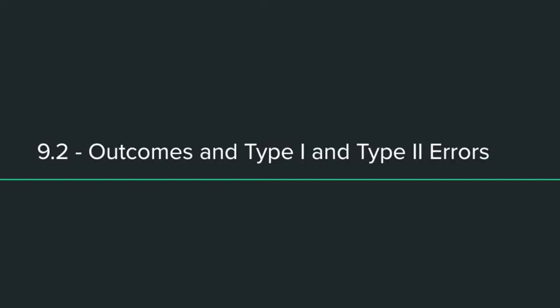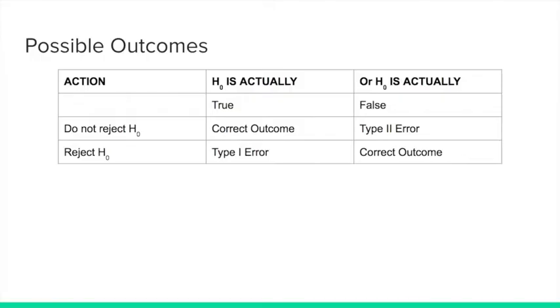Good morning, everyone. We're going to talk about section 9.2 here, outcomes, type 1 and type 2 errors. So when we're doing a hypothesis test, remember chapter 9 is all about hypothesis testing. When we're running a hypothesis test, there's actually 4 possible outcomes. 2 of those outcomes are correct outcomes, and 2 of them are actually errors. So we see in this table here we have the top row, true or false.